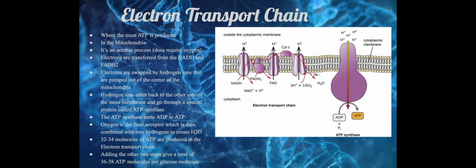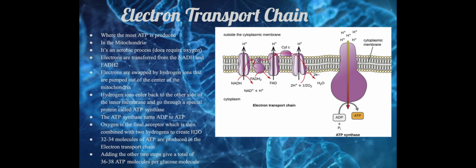Now, going through how much ATP is produced during this process, there is an estimate range of how much ATP is produced in the electron transport chain and the whole entire cycle of the glucose, the Krebs cycle, and the electron transport chain combined. There's an estimate range of 32 to 34 molecules of ATP produced in the electron transport chain. Now, if we were to add the Krebs cycle, the glycolysis, and the electron transport chain together, it adds a total of 36 to 38 ATP molecules per glucose molecule. However, this is all just an estimate range of how much ATP is produced.